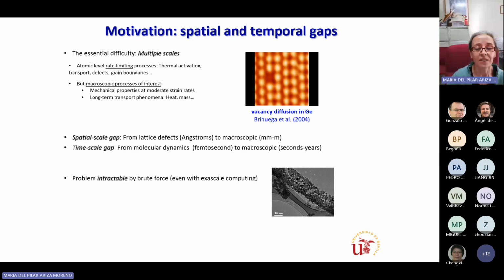Just to show you what I've been talking about, the vibration of the atoms, you can see in this movie that the atoms are moving all the time. In some cases, you don't need to follow the position of all the atoms by themselves, but just the average trajectory. The difficulty is the existence of multiple scales: the thermal activation, then grain boundaries and defects at the atomistic scale, where the majority of them are located, and then the macroscopic processes that you would like to study, those are long-term transport phenomena.